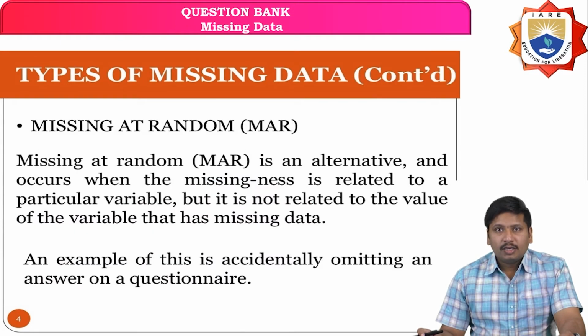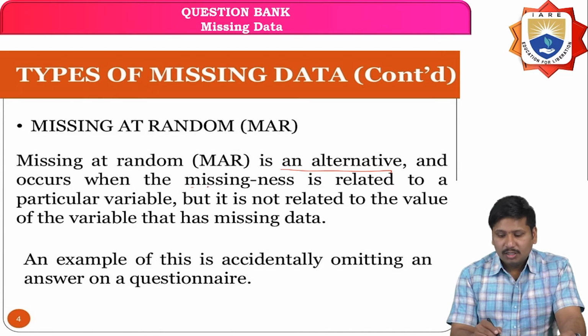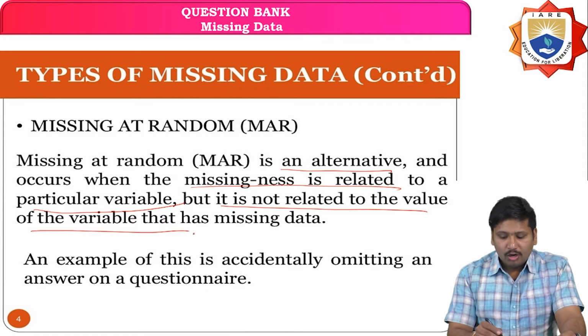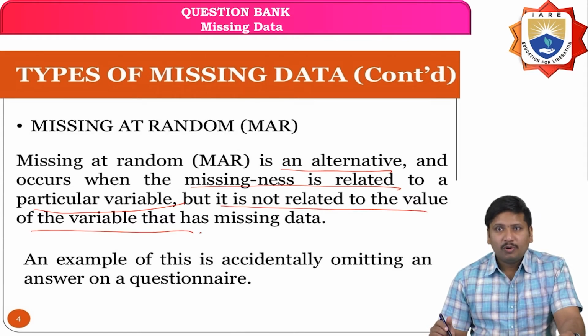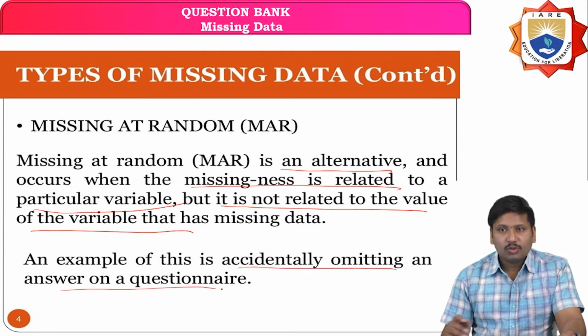Another pattern is missing at random. This is quite an alternative approach, where it occurs when the missingness is related to a particular variable, but it is not related to the value of the variable that has the missing data. At that time, you can call it missing at random. The previous one is missing completely at random, and missing at random is quite opposite to it. An example is accidentally omitting an answer to a questionnaire.